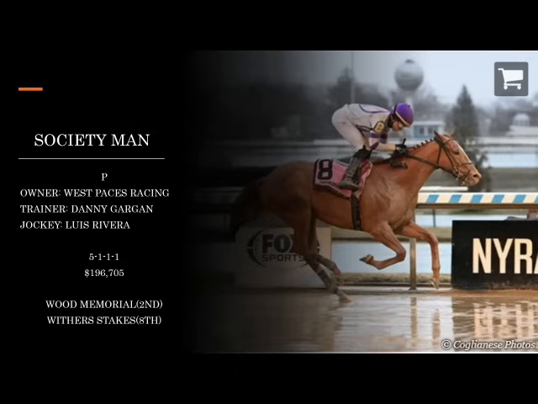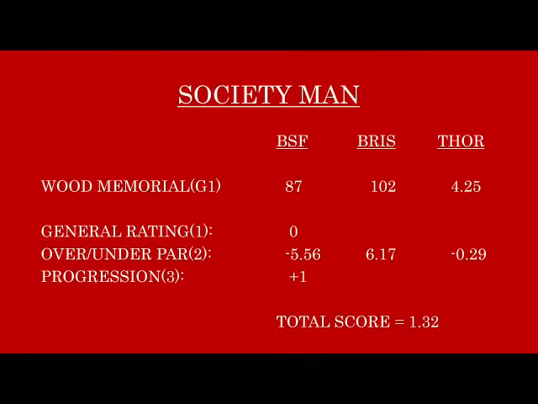Society Man is one that's been on an upward progression. The Wood Memorial represented a very big improvement, but he only got an 87 Beyer, but Brisnet a 102. So, I mean, that's an outstanding race. That's a very competitive race in here. And Thoroughgraph 4 1/4, a little bit below average. So from a Beyer perspective, he's well under par, but in the others, not too bad.